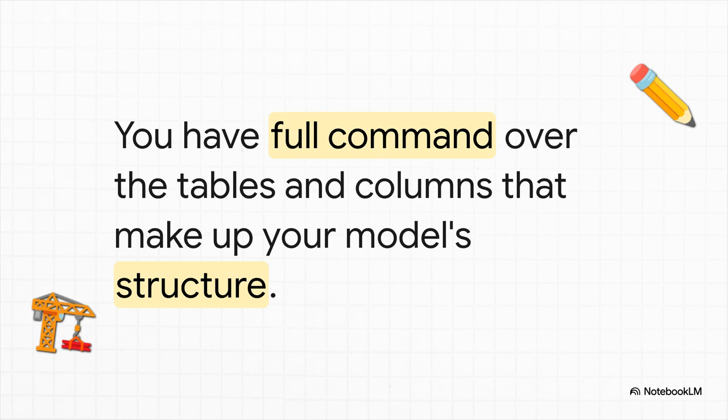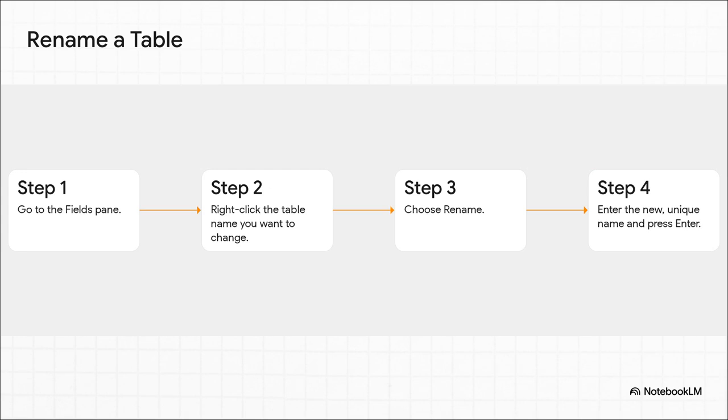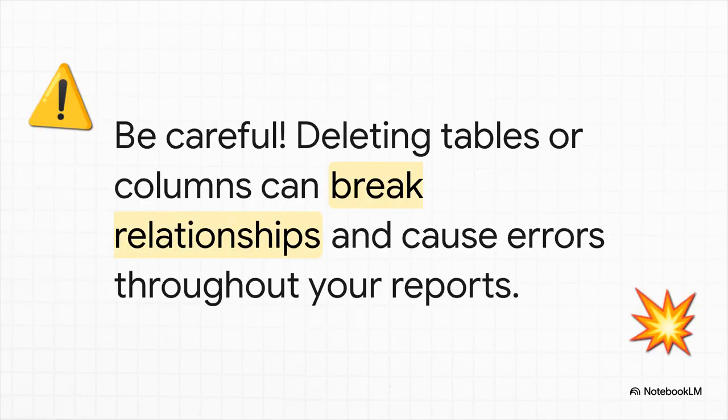You have full command over the containers themselves, the actual tables and columns that make up the structure of your model. For instance, renaming a table couldn't be easier. You know how sometimes your data comes in with a name like Sheet 1? Just right-click on it, choose Rename, and call it something that makes sense, like sales_transactions. The only rule you have to remember is that every single table in your model has to have its own unique name.